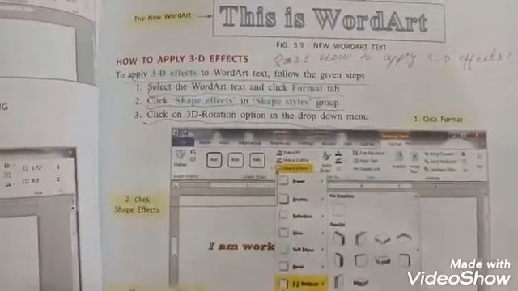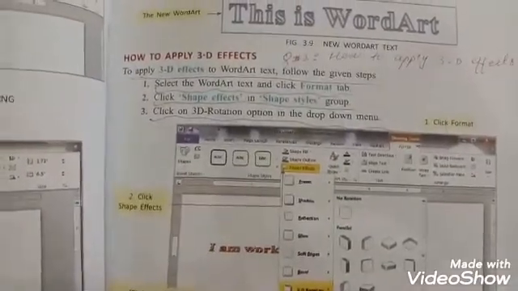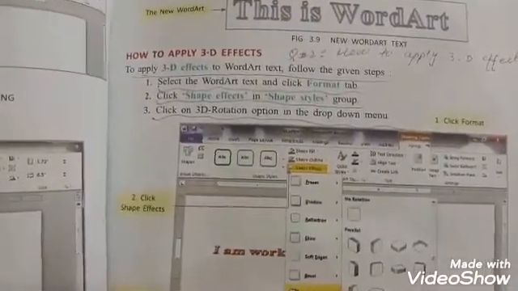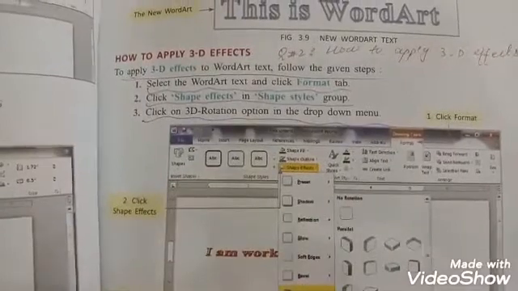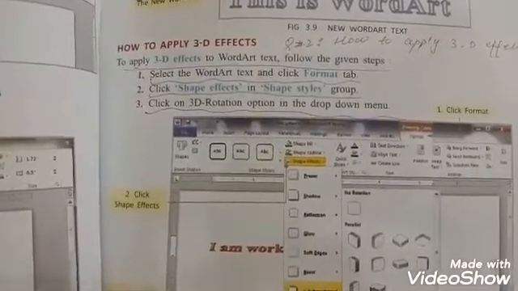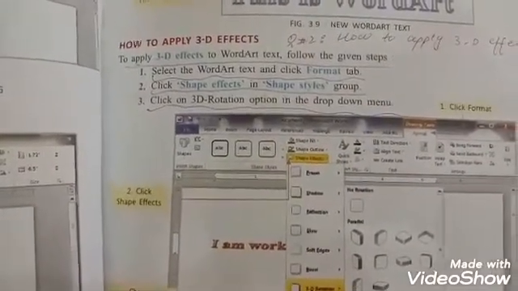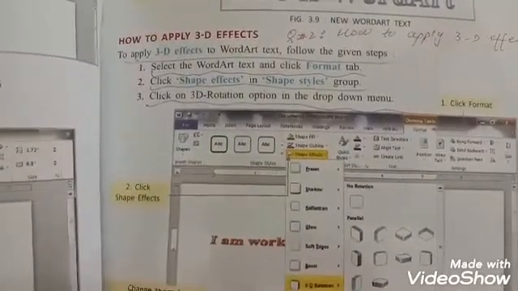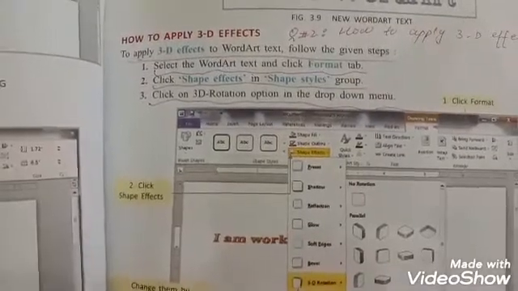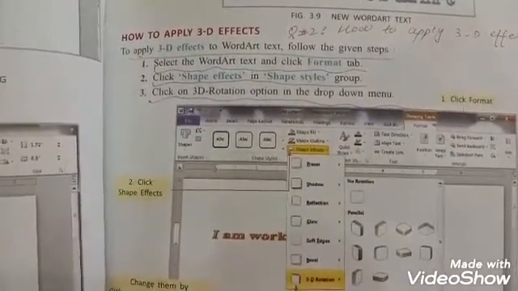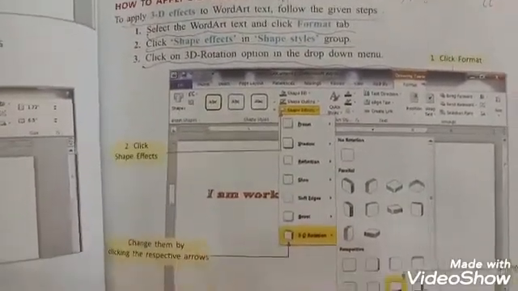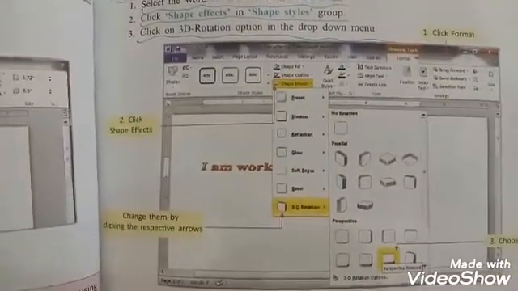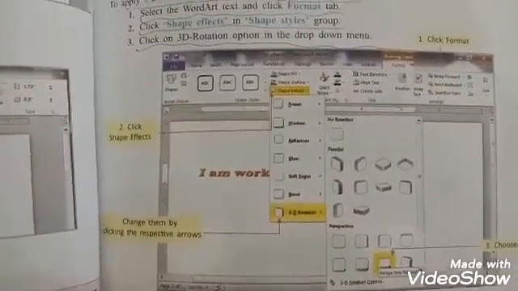Next topic is how to apply 3D effects. To apply 3D effects, follow the given steps. First step is select the word art text and click the Format tab. Click Shape Effects in the Shape Styles group. Click on the 3D Rotation option in the drop down menu, as shown in the figure.